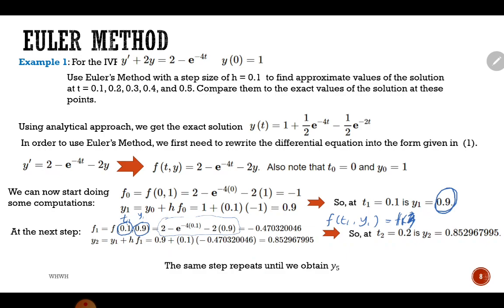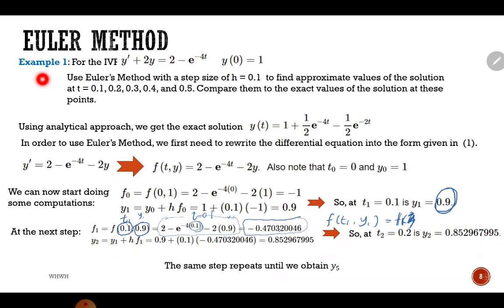equation. So kita ada 2 tolak e to power of negative 4 power of 0.1 because now t is equals to 0.1 and minus 2 darab dengan y1. So our y1 is 0.9. Okay, press the calculator, you will get this. F1 sama dengan negative 0.4703200046. I would advise you tekan je lah nombor kat calculator tu, okay? But at least you should have up to 6 decimal points, okay?